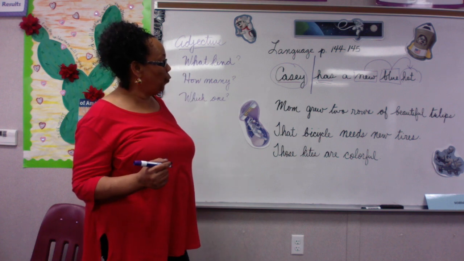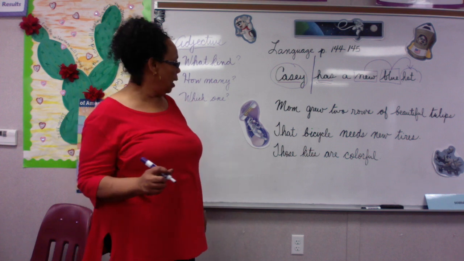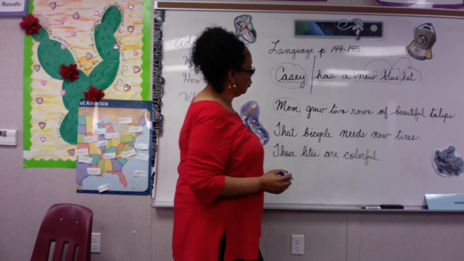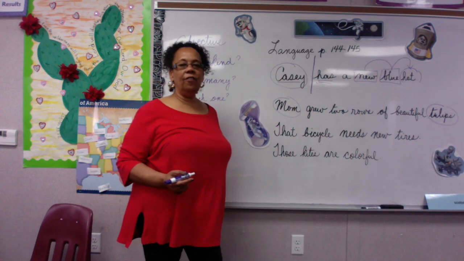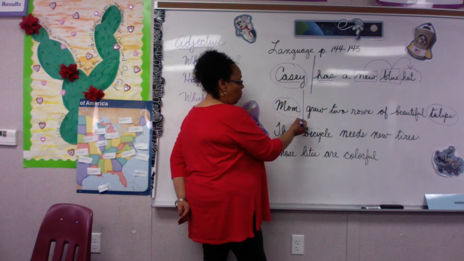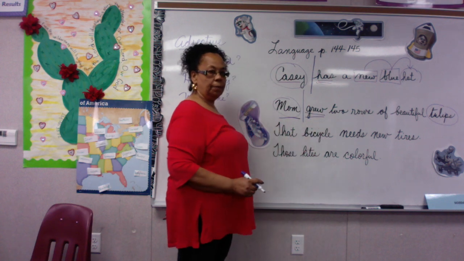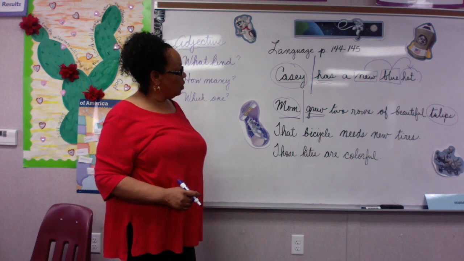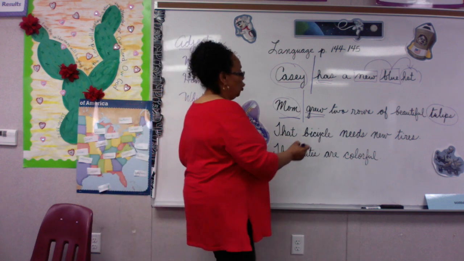Mom grew 2 rows of beautiful tulips. Let's circle our nouns. Mom, rows, tulips. Let's divide our sentence, and that will be here. Mom is my subject. Grew is my verb. Let's look for our adjectives.